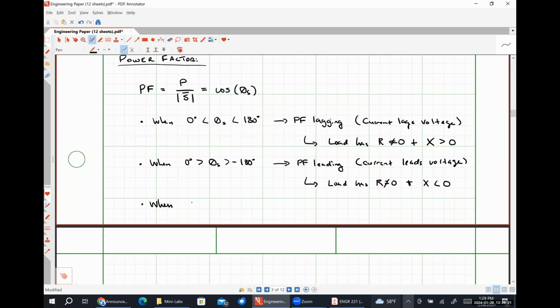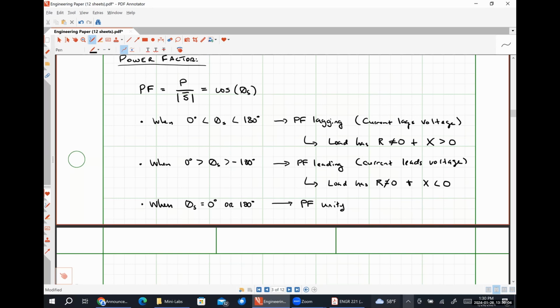When theta S is equal to plus or minus 0 degrees or 180 degrees, our power factor is unity. So at 0 degrees, the cosine of 0 is positive 1, and that means that we are absorbing power at 100% efficiency.